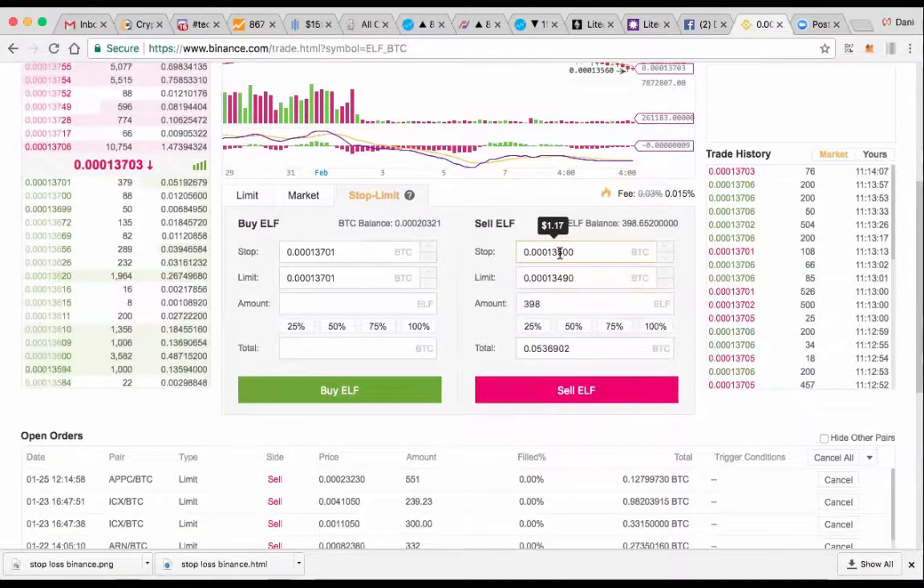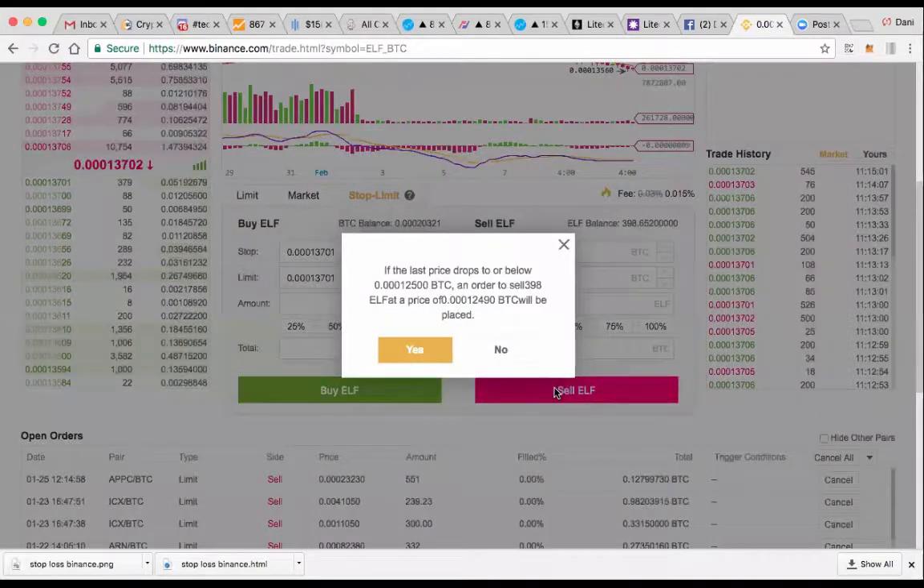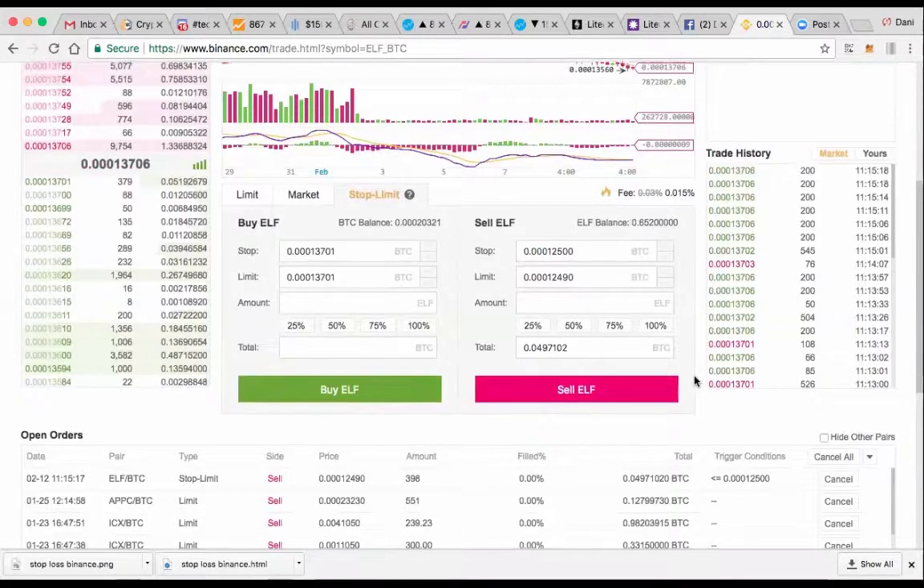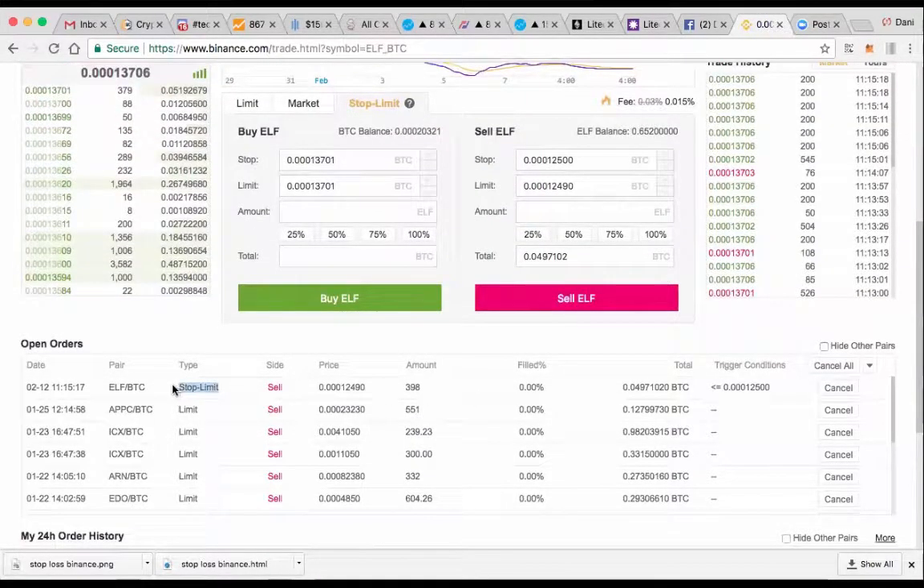I'm going to set it a little bit differently here because I don't want to sell my ELF, just so you guys can see. Okay. And it will say, if the last price drops to or below 12.5 Bitcoin, in order to sell 398 ELF at price 12,490, Bitcoin will be placed. And if I want to do this, I click on yes. And right down here, right there is my stop limit order. Okay. I'm going to cancel it because I don't want to sell it. But if it were to reach that, then I would be selling that.